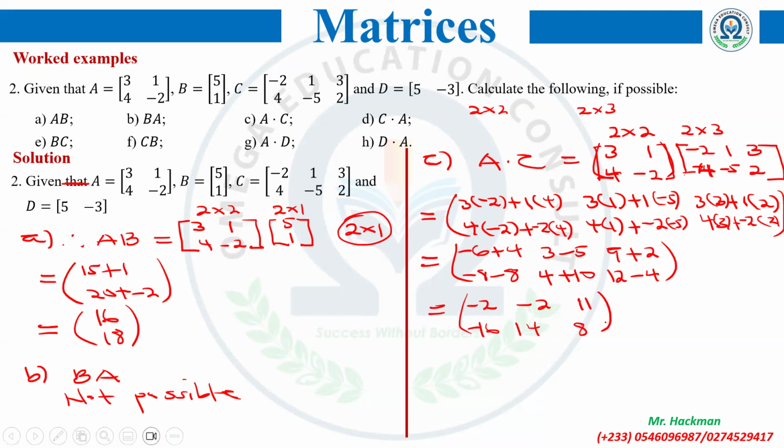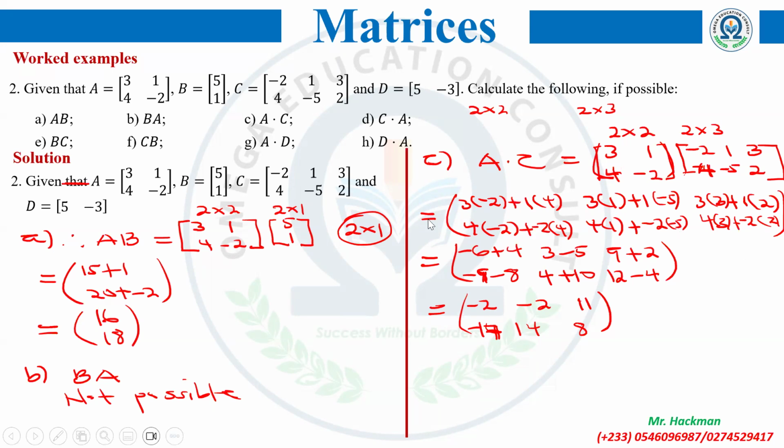Oh la la, we are done. This is negative 17. No, this one is 9? Yes, so it's 9. So negative 17, forgive me. Okay, so we know how to multiply. Like I said, you can see your 3, 1, 4, -2 is repeated 4 times.